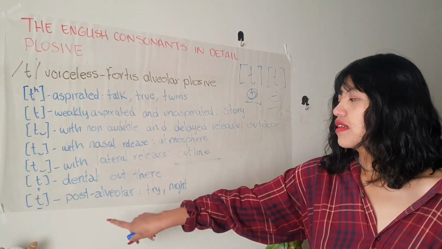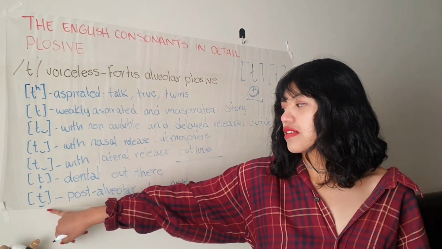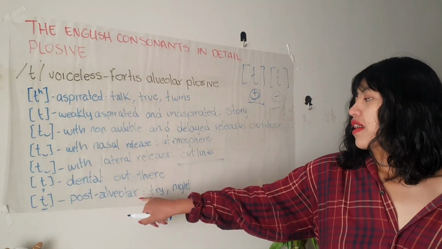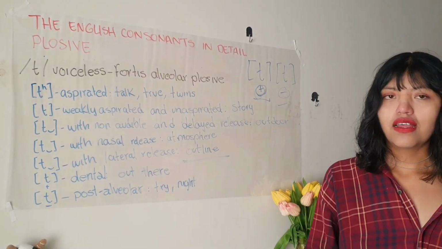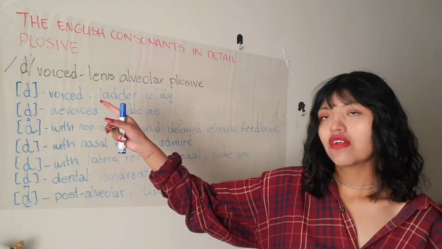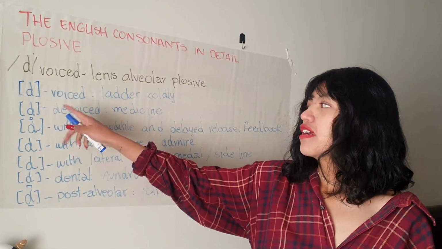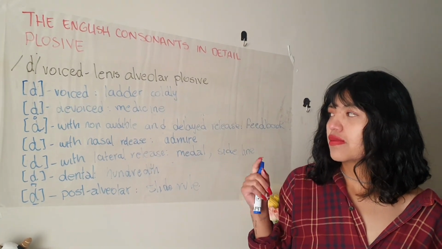The last one with the post-alveolar, that's because of the diacritic. We have examples such as try and night. Now we have the voiced alveolar plosive. It also has 7 allophones.